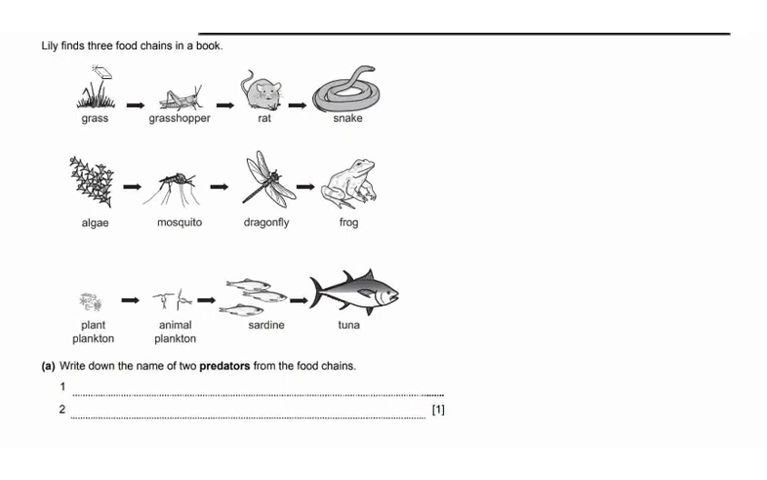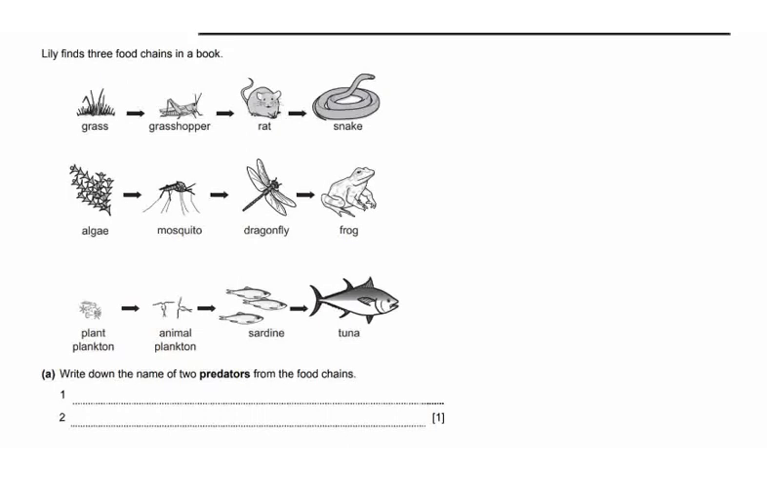Lily finds 3 food chains in a book. First, second, and third. Question A. Write down the name of 2 predators from the food chain 1 and 2. 10 seconds from now. Have you got the question? If you haven't, you may pause this video for a while.